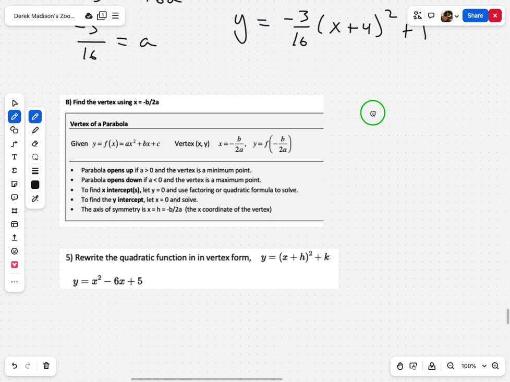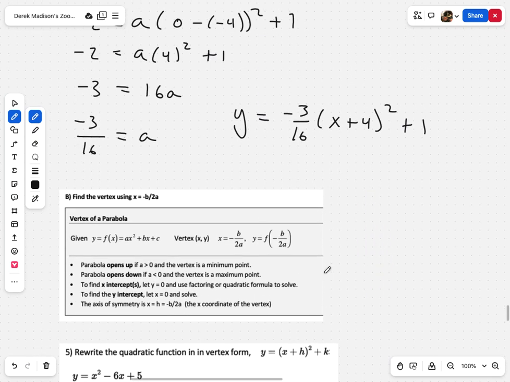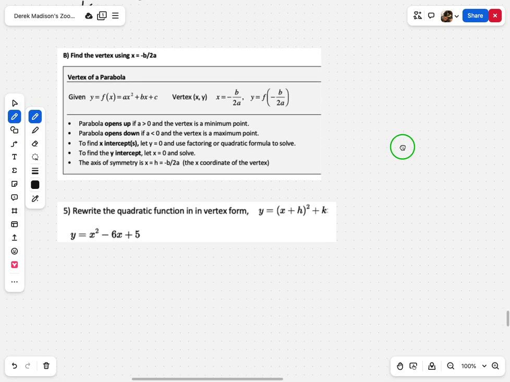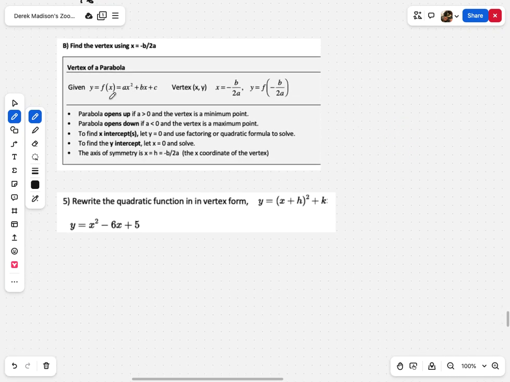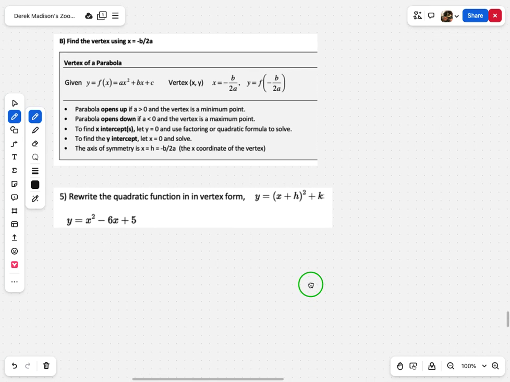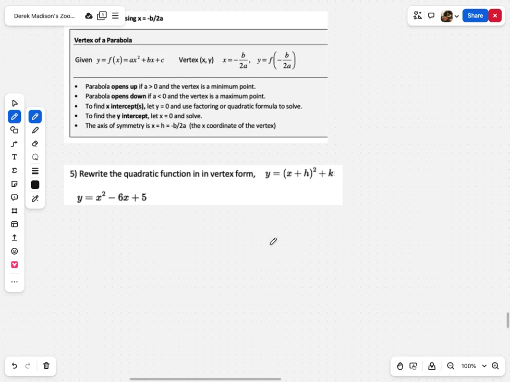So the next thing we have is how we can find the vertex of a parabola without it being in that form. And there's two ways. So there's two forms that we see parabolas in: standard form, which is what this one was in, and then vertex form, which is what we're just looking for. This one is asking us to go from standard form to vertex form. So we have a couple of ways we can do that.